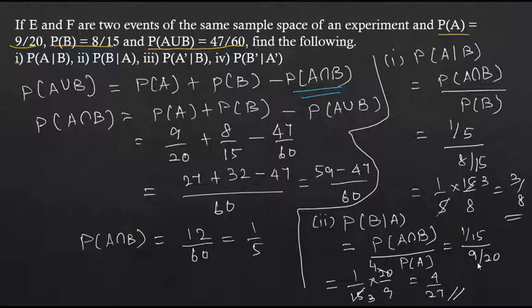Is it clear? I'm sorry, instead of putting 1 by 5, I have taken 1 by 15. Please correct this: it is 1 by 5. So it means 1 by 5 times 20 by 9, 4 times, and 4 by 9 is the answer.